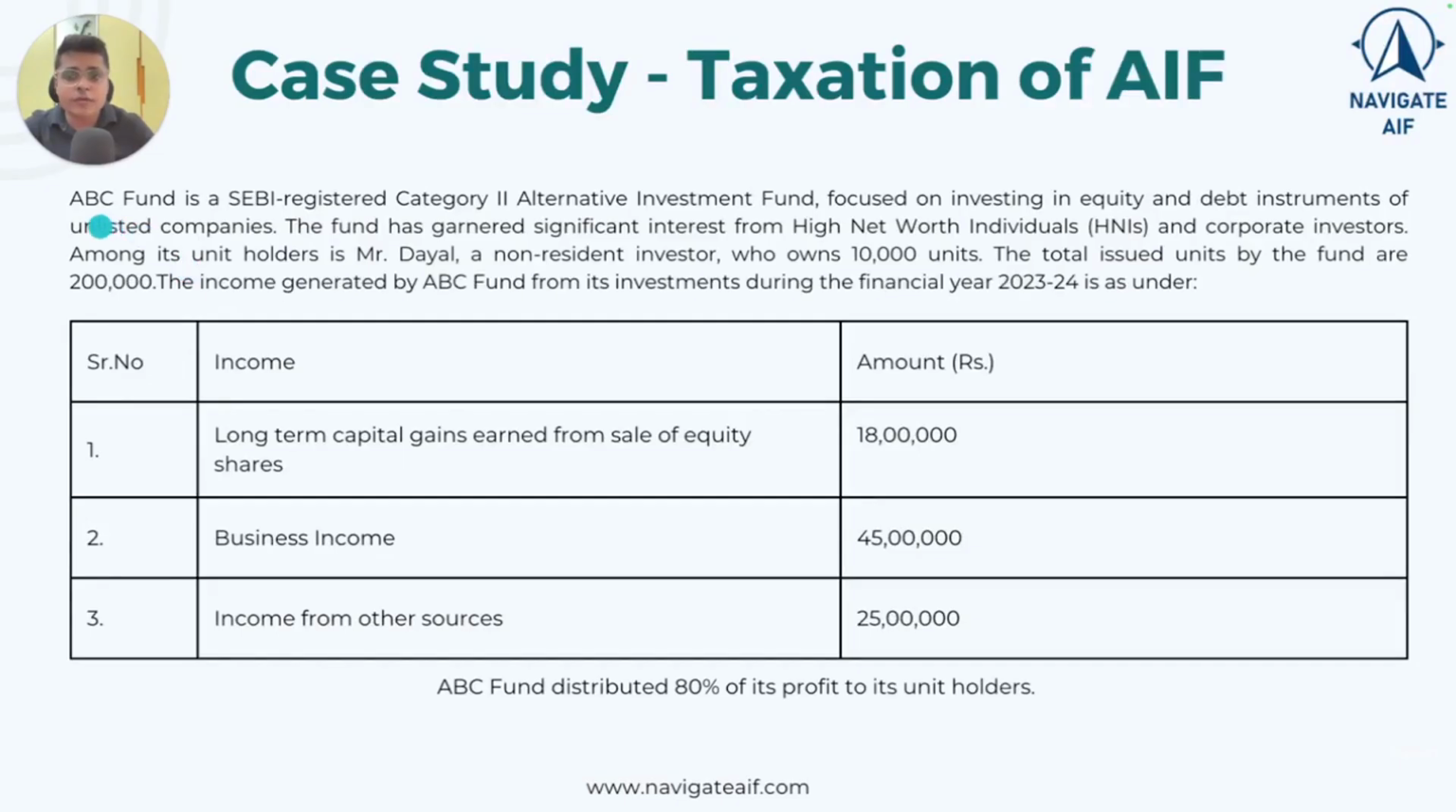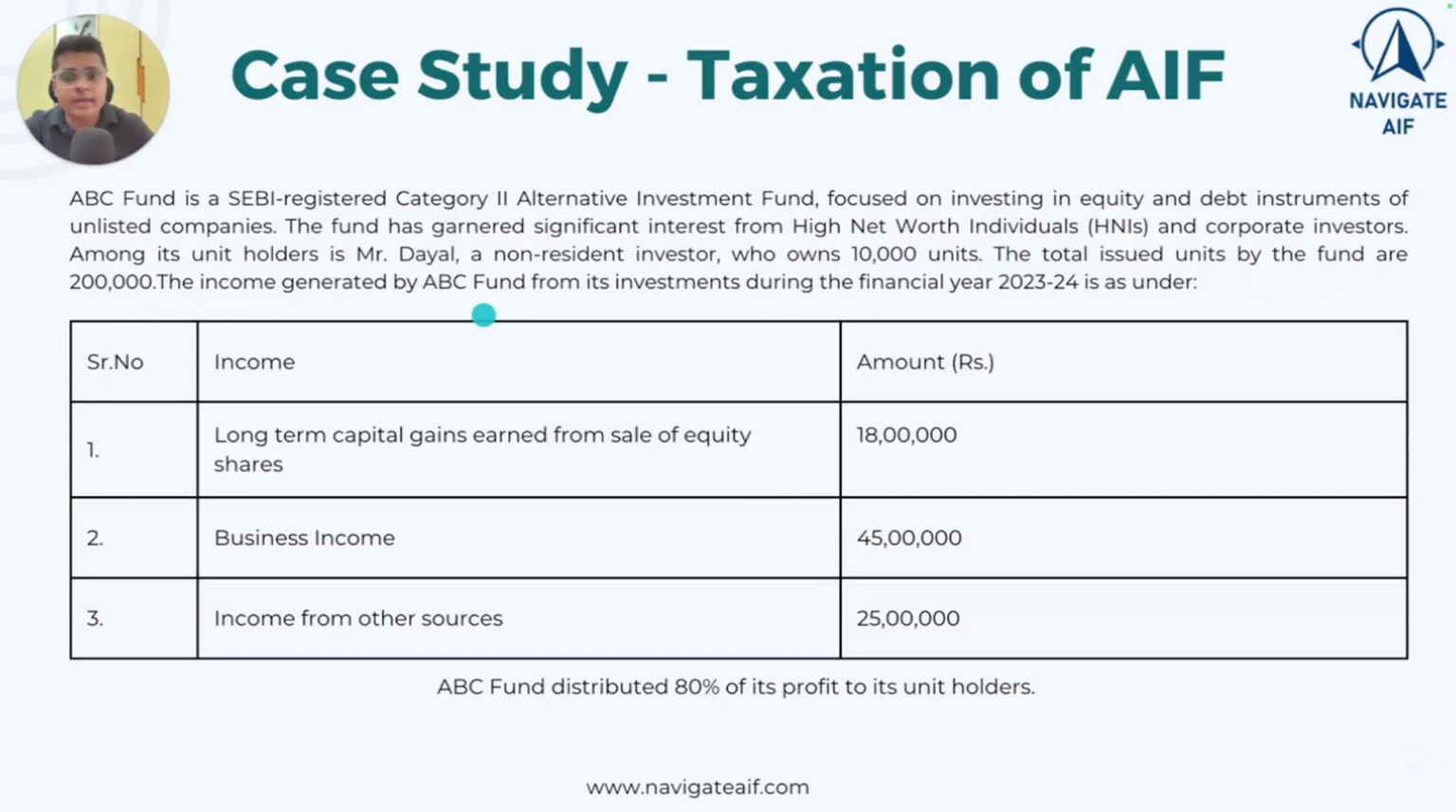So let's get started. The case study is of a fund called ABC Fund, which is a SEBI registered Category 2 AIF focused on investing in equity and debt instruments of unlisted companies. The fund has garnered significant interest from HNIs and corporate investors. Among its unit holders is Mr. Dayal, who's a non-resident investor, an NR investor, who owns 10,000 units. The total issued units by the fund are 2 lakh.